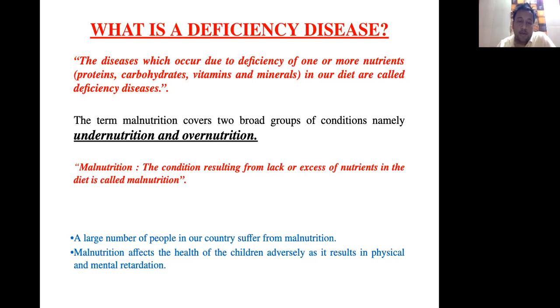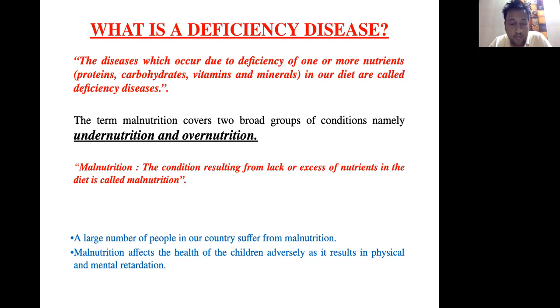In common terms, we always understand that malnutrition means deficiency of nutrition, or not getting enough food or enough nutrition. But malnutrition covers both types. It can be undernutrition or overnutrition. So malnutrition, the condition resulting from lack or excess of nutrients in the diet, can be either undernutrition or overnutrition. In this lecture, I'm going to discuss the most important and most affecting part, which affects not only our nation but the whole world, that is undernutrition.